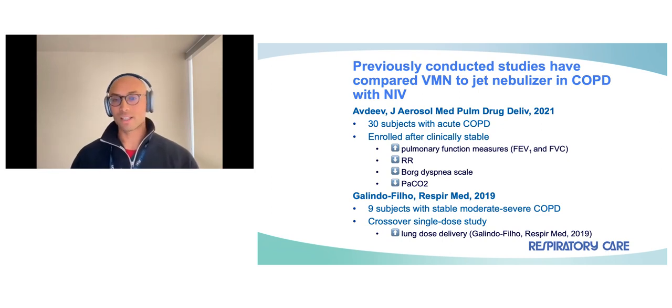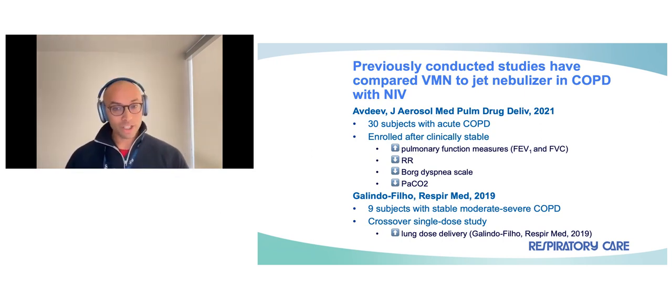They noticed that these subjects with the vibrating mesh nebulizer had higher PFTs, or pulmonary function measures, such as FEV1 and FVC, the forced expiratory volume in 1 second, and forced vital capacity. They noticed that after the vibrating mesh nebulizer, these subjects had a lower respiratory rate compared to jet nebulizers. They were less dyspneic, and they had lower arterial CO2. Mind you, this is in the acute COPD population.